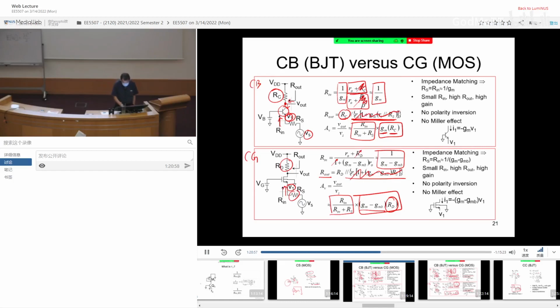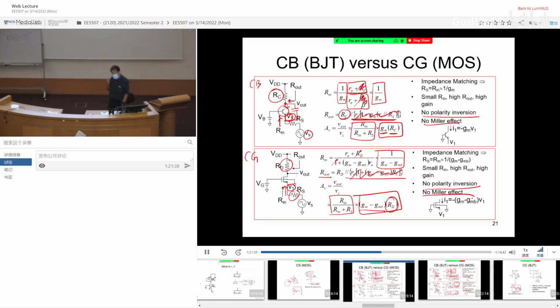So this is one of the good things: no polarity inversion. There is another good thing: no Miller effect, because there is no capacitor directly connected between output and input. There is a parasitic capacitor between collector and base, but none between collector and emitter. There is a capacitor between gate and drain, but none between drain and source. So there is no Miller effect. That's good. So we already covered two good things.